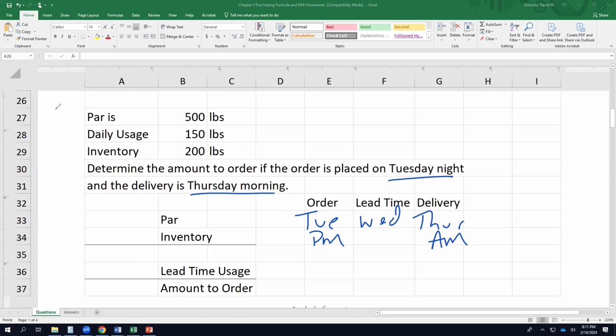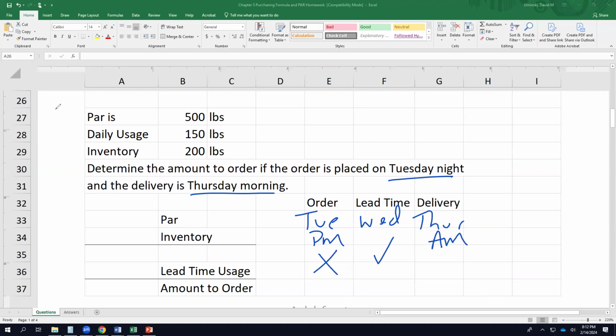Gonna fill in the blanks. We have Wednesday. Tuesday PM, I place the order. Am I gonna have usage on Tuesday? No, because I'm closed for the day. When it says PM, that means I'm closed for the day. So I place my order after my business is closed. I'm not gonna make any changes to that, right? Of course, Wednesday I'm going to.